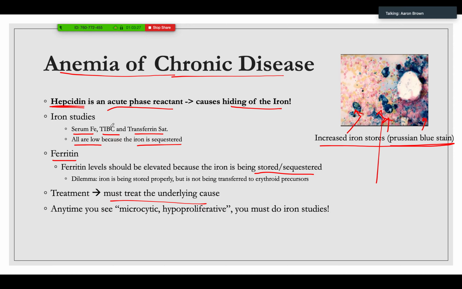It's just that they have this protein, this acute phase reactant, that's making it so any iron you give to this patient is not going to be used to make red blood cells. It's just going to get stored away in the bone marrow. Okay? And so you have to be very careful with giving these patients a lot of transfusions.